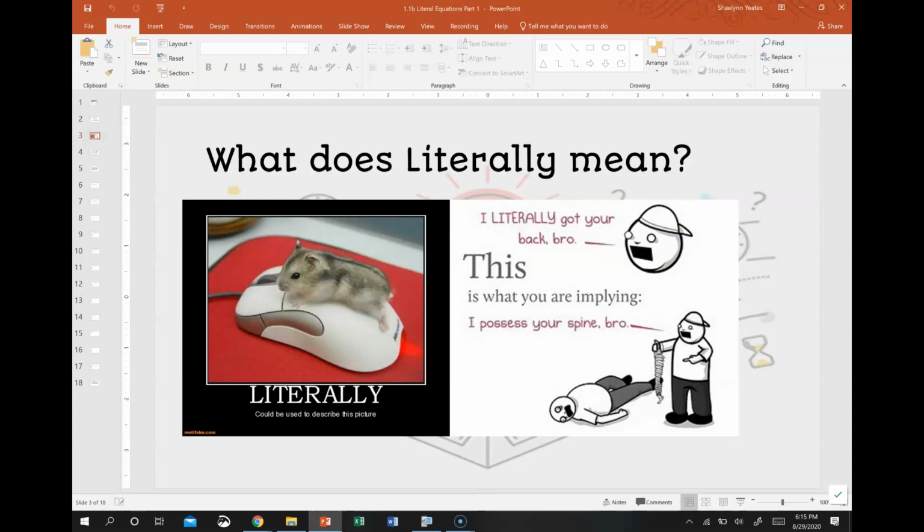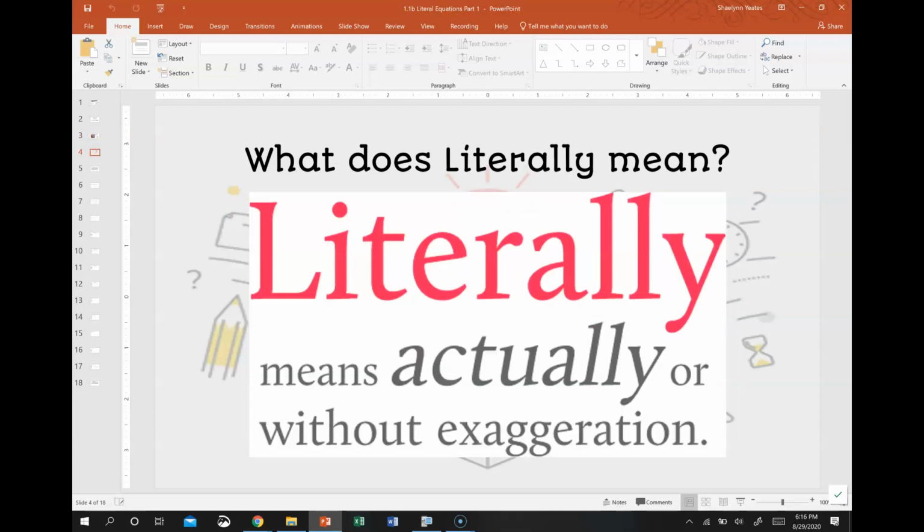So what does literally actually mean? Literally could be used to describe the picture of the mouse on the mouse. Or, I literally got your back, bro, could mean I possess your spine. That's rather concerning. Please don't possess other people's spine. So the word literally means actually or without exaggeration.